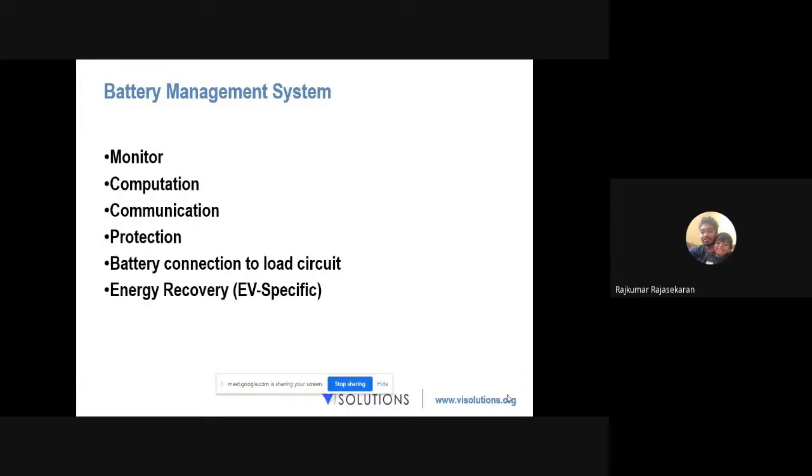So ultimately, these are the things which the battery management system will be responsible for. You will have a monitor unit which will be monitoring the parameters. Then based on the parameter monitor data, you're going to compute some other data. Once you have computed it, maybe we need to communicate it to other systems inside the electric vehicle, because an electric vehicle is going to have multiple components inside it.